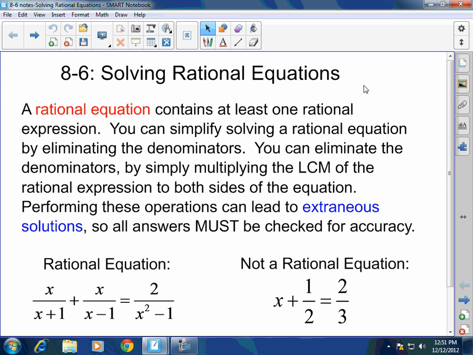We learned how to simplify rational expressions. We learned how to multiply, divide, and add and subtract rational expressions. Today we're going to talk about solving rational equations. Okay? A lot of the same kind of concepts.